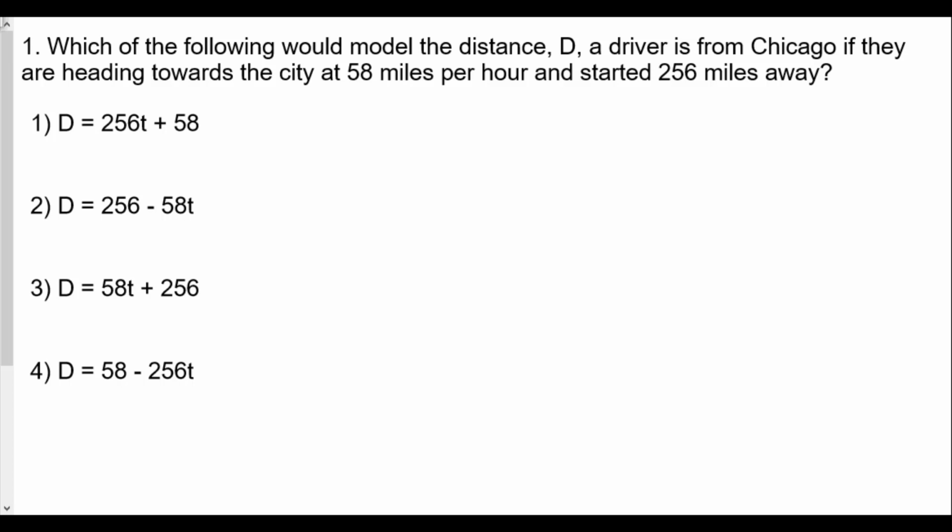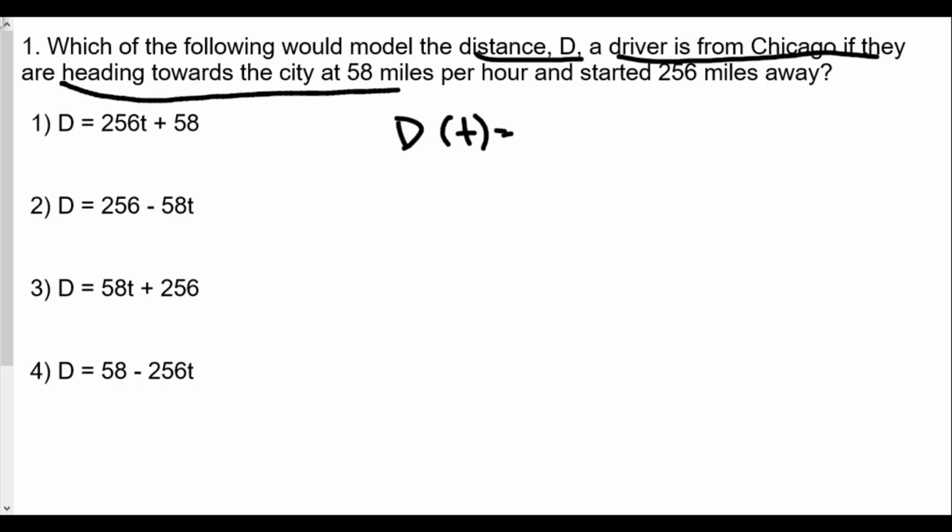Which of the following would model the distance d a driver is from Chicago if they're heading towards the city at 58 miles per hour and started 256 miles away? Now, as a linear function, we see in this case the model for the distance d. So d, of course, is going to be our dependent variable, and t would be our independent variable. So we want to figure out really d of t. And it says a driver is from Chicago if they are heading towards the city at 58 miles per hour.